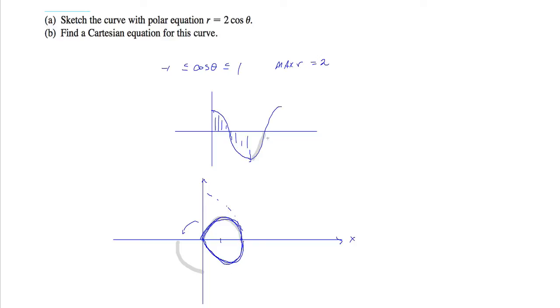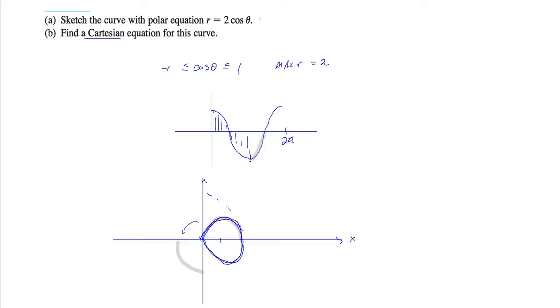So for 2 pi rotation, from 0 to 2 pi, it just goes around the circle twice. I'm sorry for my terrible hand drawing here, but this is actually an exact circle. Note the smoothness of this curvature here. It's going to be exactly a circle, and we can actually prove that it's a circle by changing it to a Cartesian equation.